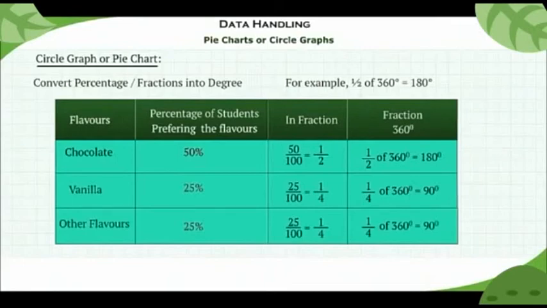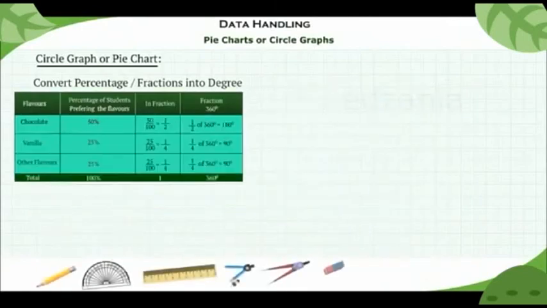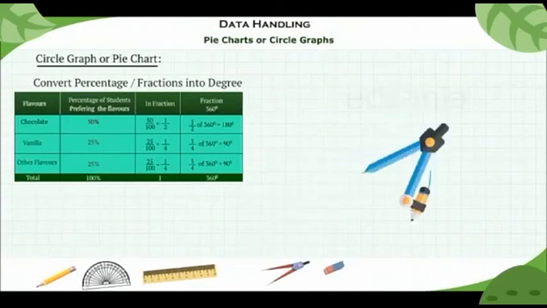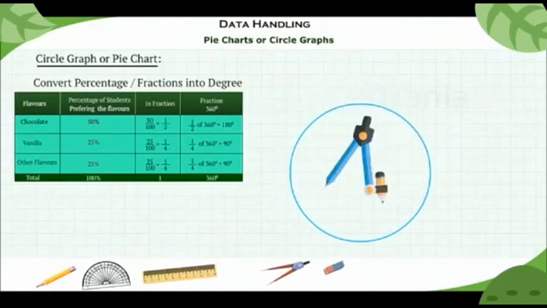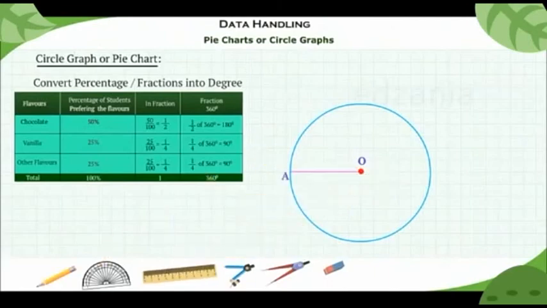To check whether the computation of central angles is correct, find the sum of the degree and fractions. If the sum of the fractions is 1 and the sum of the degrees is 360 degree, then the calculation is correct. Now that the degree for each sector has been determined, we create the pie chart. First we draw a circle with a convenient radius. Mark it center O and radius OA. Now we divide the circle into sectors.